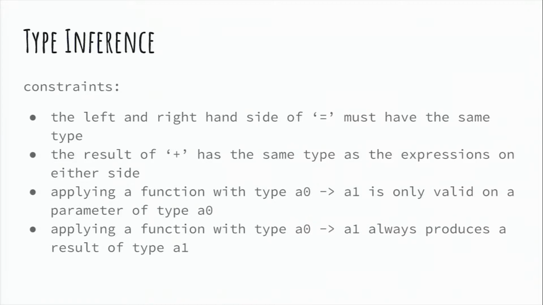So these constraints could be things like left and right hand side of equals must have the same type. So if those are two type variables, it will unify those, which just means make them the same name or complain if it can't or do something other smart thing. And the result of plus, for example, has the same type as the expressions on either side, which also must be equal, I think. And applying a function with type A0 to A1 is only valid for a parameter of type A0, of course. And it should always produce a value of type A1.